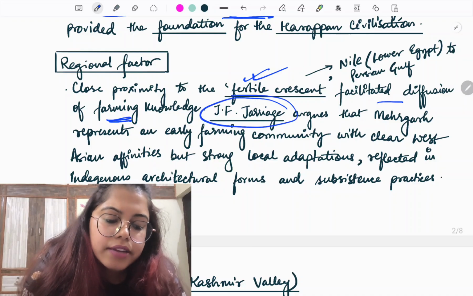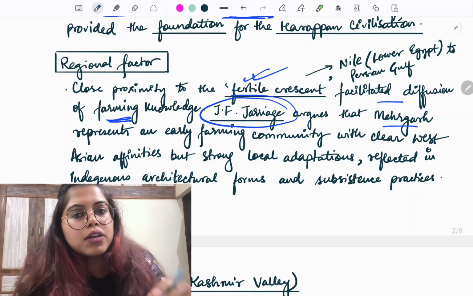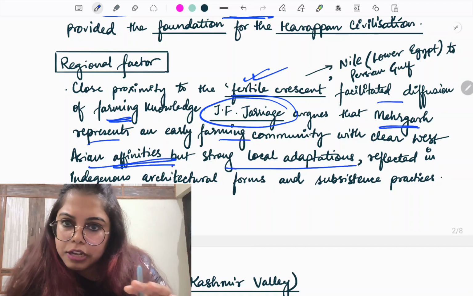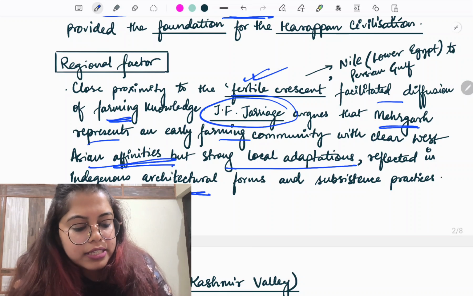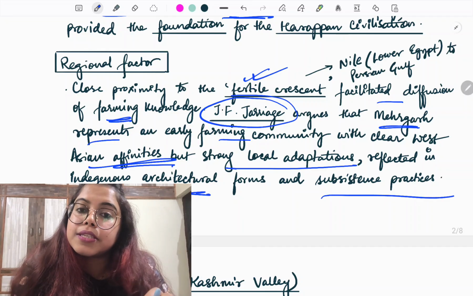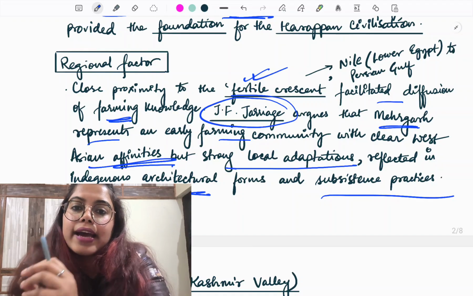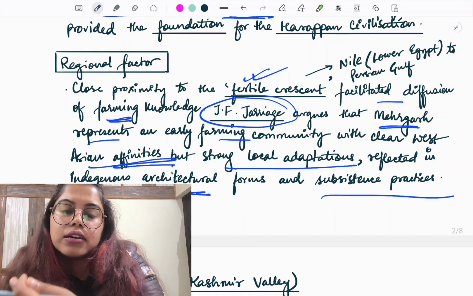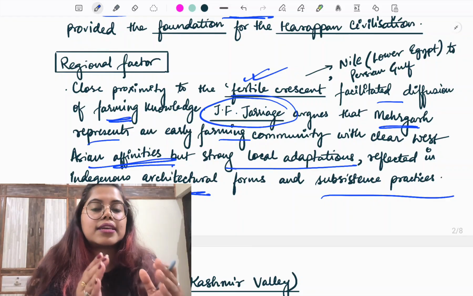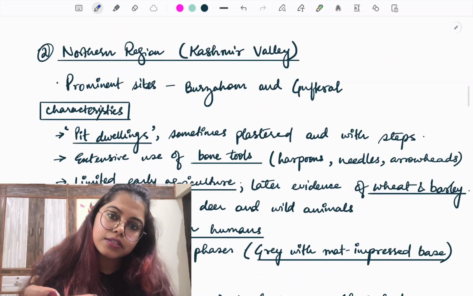अब यहाँ पर क्या है ना, J.F. Jarrige, he is very important, you have to remember his name and you have to mention him when talking about the Balochistan region. He has said that Mehergarh represents early farming community with clear affinities and strong local traditions reflected in indigenous architectural forms and subsistence base. That means it will be incorrect to say कि Mehergarh का agriculture जो है, it was just like it was in West Asia or in the Fertile Crescent area. So even if it was close to the Fertile Crescent, इसके अपने कुछ unique characteristics थे. समझ में आया? So this is about the northwestern region.